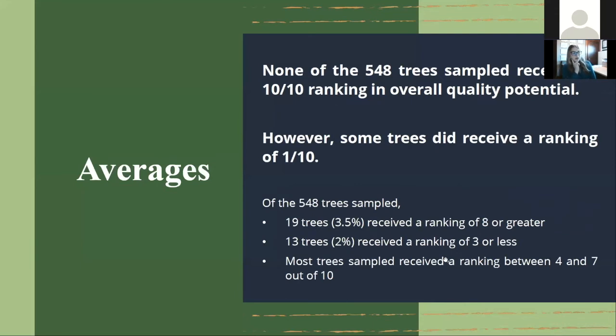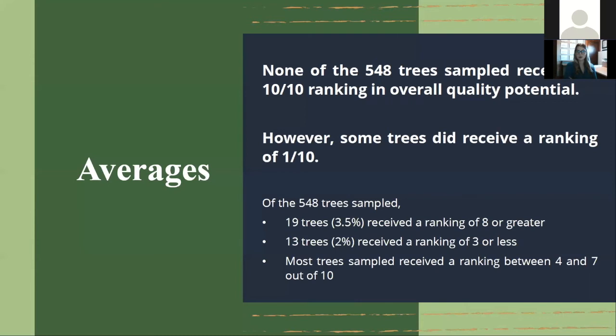Of the 548 trees that were sampled under that project, nobody got a 10 out of 10 ranking. So none of the trees were perfect as determined by our team rankers. However, some of them got a 1 out of 10 ranking. So some of them were pretty bad. Of the 548 trees sampled, you can see that about 3.5% were the top trees, we call them, or trees that received a ranking of 8+. So that's 8 or 9 since there were no 10s. So 19 out of 548 trees.